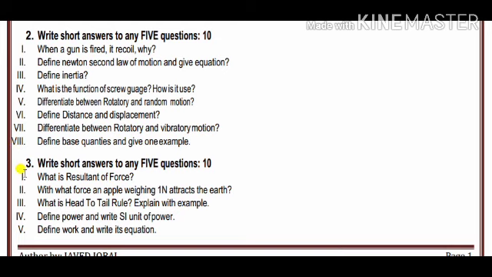Question number 3. Write short answers to any 5 questions. What is the resultant of force? With what force does an apple weighing 1 Newton attract the earth? What is the head to tail rule? Explain with example. Define power and write the SI unit of power.